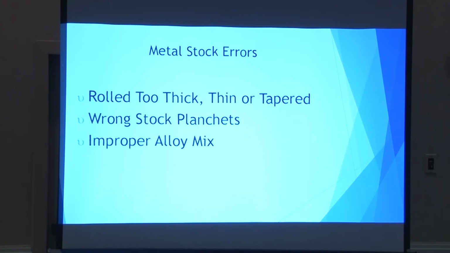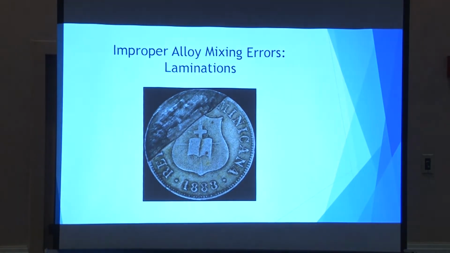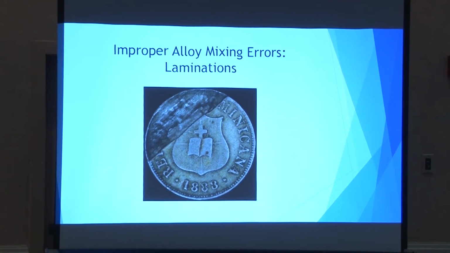But the most common error is improper alloy mixture. When they improperly mix the alloy, you end up with a lamination where the metal starts to peel apart because it's not mixed properly. And these laminations occur sometimes prior to the strike of the coin, but frequently after the strike of the coin, sometimes while the coin's in circulation, leaving dramatic effects such as this example here.